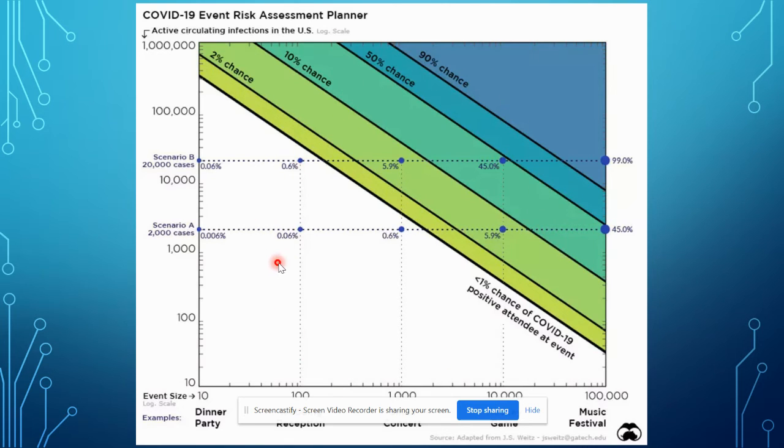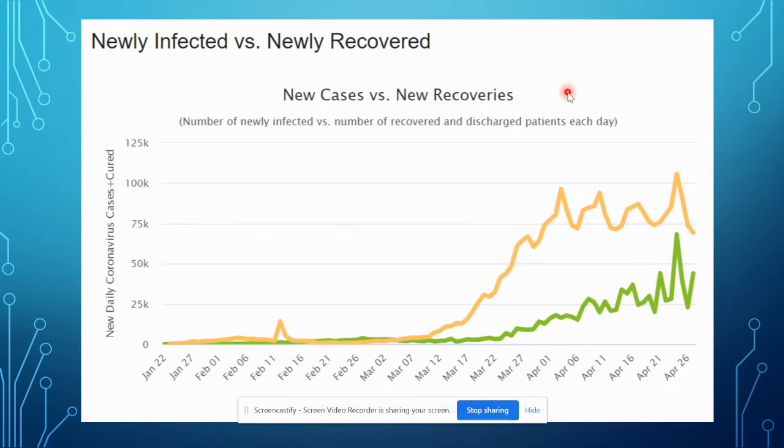So, we've talked about low chances, but imagine there are 1,000,000 people in the United States who have COVID. Imagine you are at Lollapalooza and there are 100,000 people there. They're saying that there's about a 90% chance that you're going to get COVID. All right, so that is kind of the meat of this graph. Let's move on to the next one.